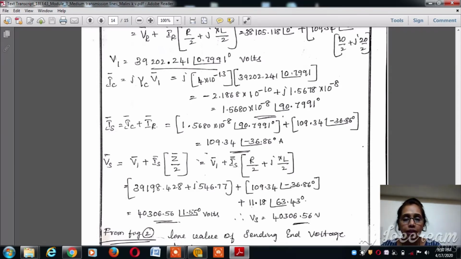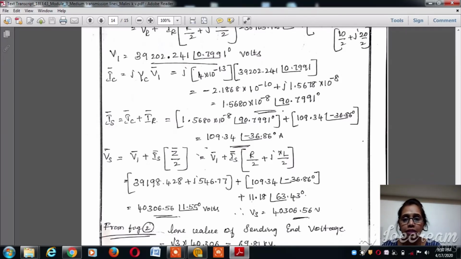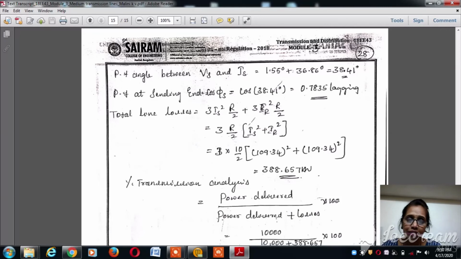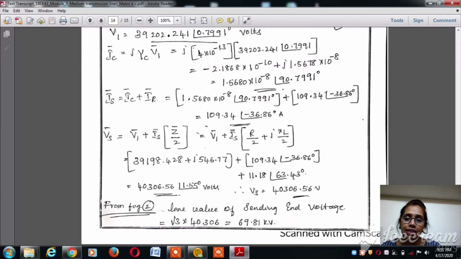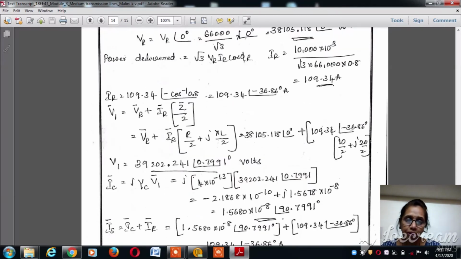So with this we will be able to understand how to do the performance analysis of the medium transmission line, wherein the length of the medium transmission line is between 50 to 100 kilometers, and the voltage carrying capacity of the medium transmission line is over and above 80 kilovolts, or we can say that it is above 20 kilovolts.